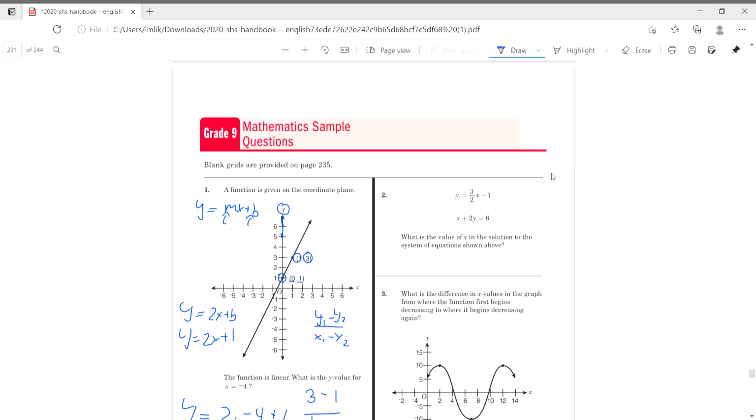Moving on, we have a system of equations. We have y equals 3 over 2x minus 1, and x plus 2y is equal to 6. So it'll be a real big hassle trying to solve and plug in values. So what we can do is put both of these in terms of y, and then make them equal to each other. So I'll get into this later. So first step, we want to make everything into y.